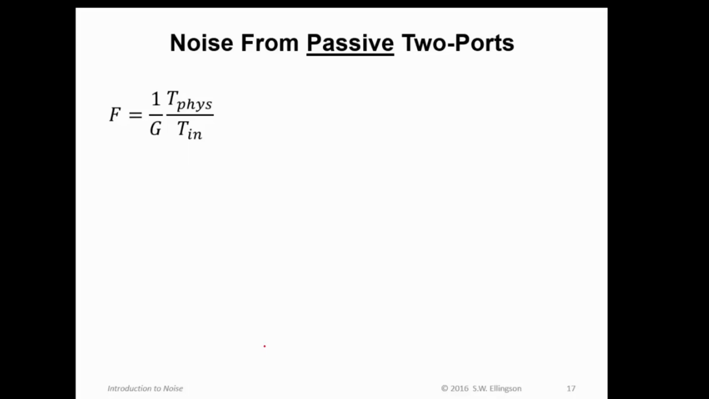Now here I've written that expression again. I want you to note a couple things here. First, this increases with increasing loss. 1 over gain is loss. So when loss goes up, the noise figure also goes up. So for example, if we have a cable being a passive 2-port, and the loss in that cable is increasing, then the noise factor of that cable is also increasing.